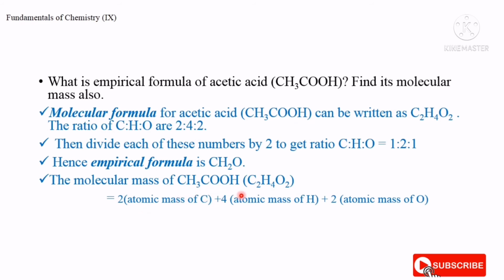There are 2 atoms of carbon, so the atomic mass of carbon is multiplied by 2, and there are 4 atoms of hydrogen, so the atomic mass of hydrogen is multiplied by 4. There are 2 atoms of oxygen, so 2 multiplied by the atomic mass of oxygen. So taking the atomic mass of carbon, that is 12, the atomic mass of hydrogen, that is 1, and the atomic mass of oxygen, that is 16, by simple calculation we can get the molecular mass of acetic acid, that is 60 atomic mass units.